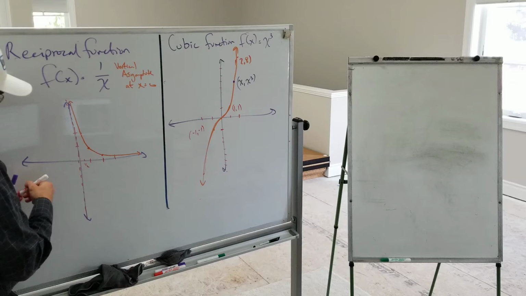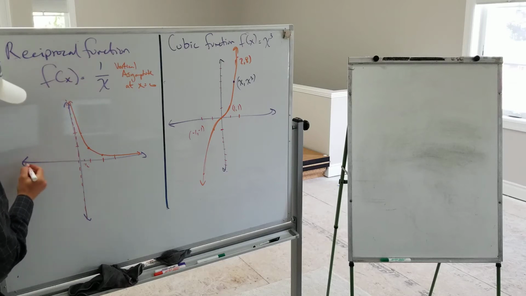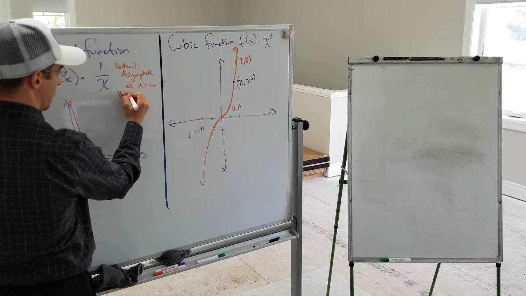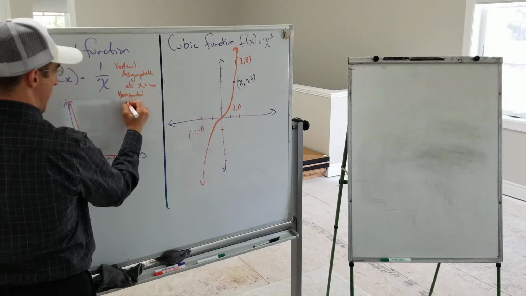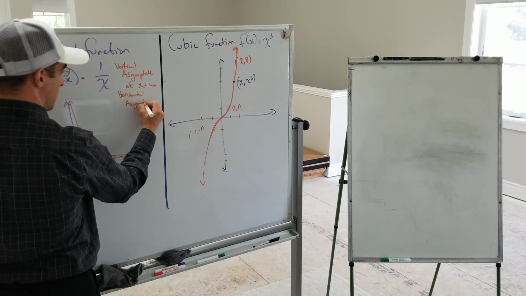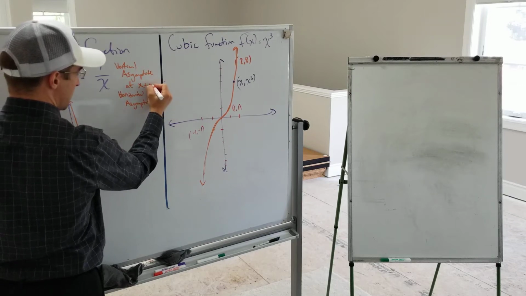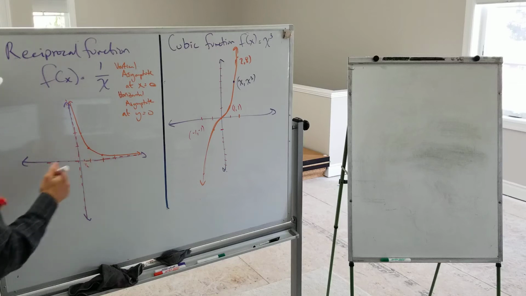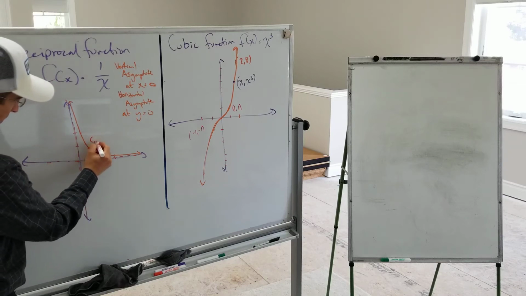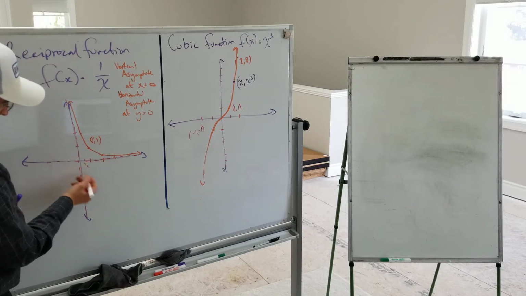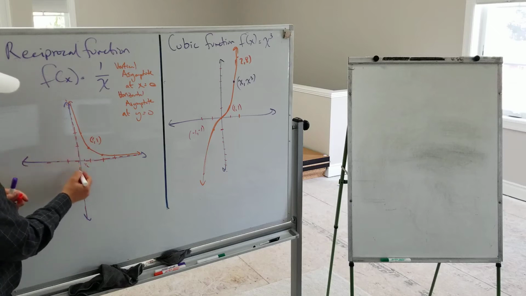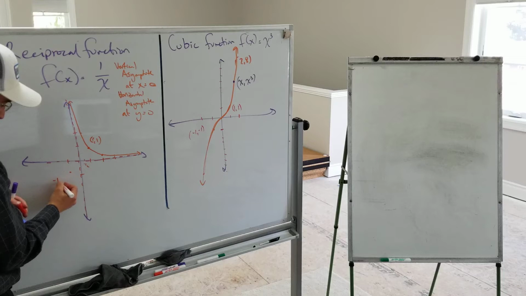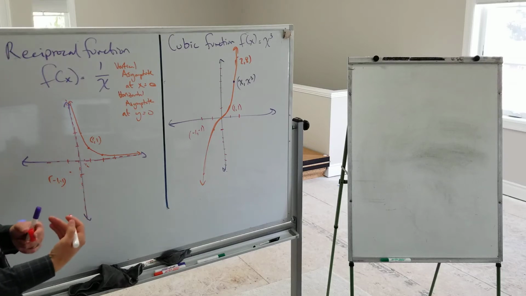So here, I've got this vertical asymptote. I also have a horizontal asymptote. This looks like it's at y equals 0, along the x-axis here. And I've got the point 1 comma 1. Now, if I put in negative numbers like negative 1, 1 divided by negative 1 is negative 1. So I have negative 1 comma negative 1, and I get the same behavior.